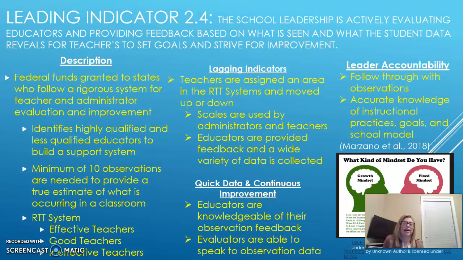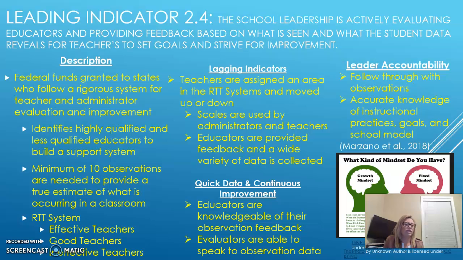Leading indicator 2.4. The school leadership is actively evaluating educators and providing feedback based on what is seen and what the student data reveals for teachers to set goals and strive for improvement. A description includes federal funding that was granted to states who follow a rigorous system for teacher and administration evaluation and improvement. It identifies highly qualified and less qualified educators to build a support system. A minimum of 10 observations are needed to provide a true estimate of what is actually occurring in a classroom, and creation of an RTT system that labels teachers as effective, good, or ineffective.